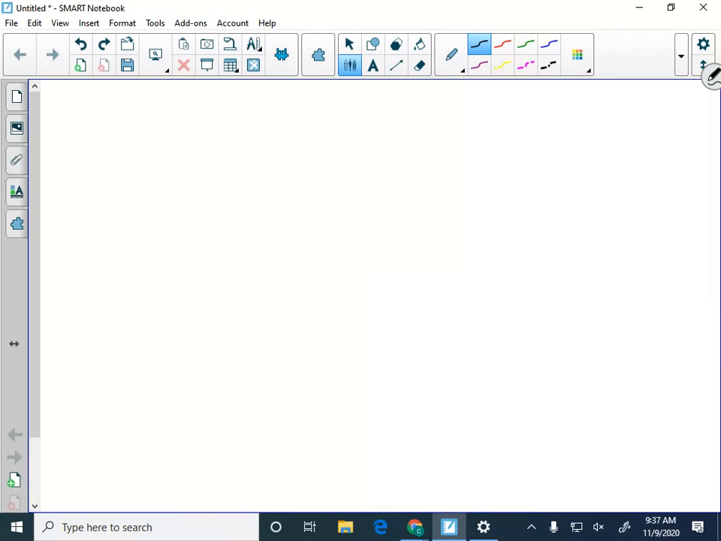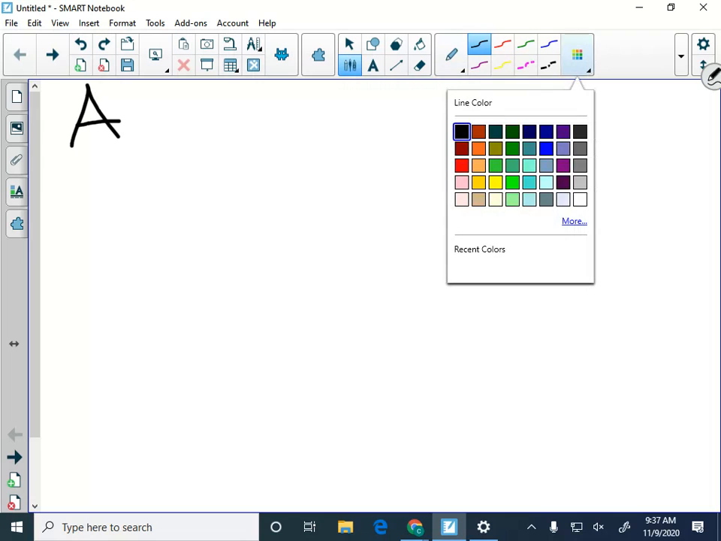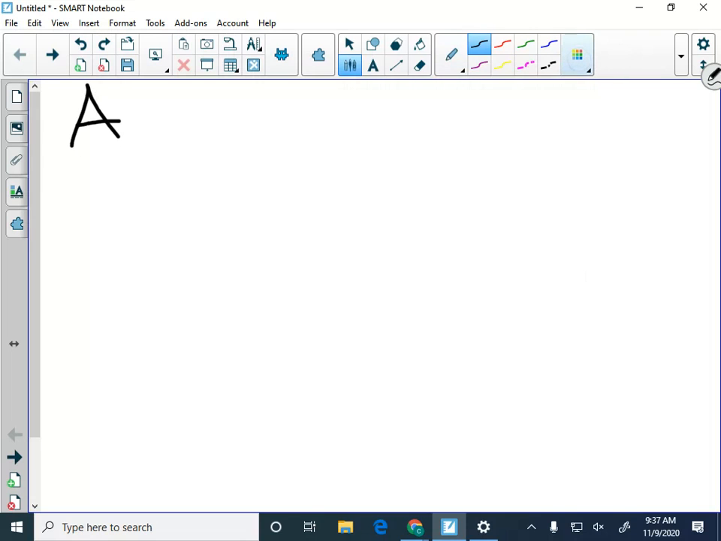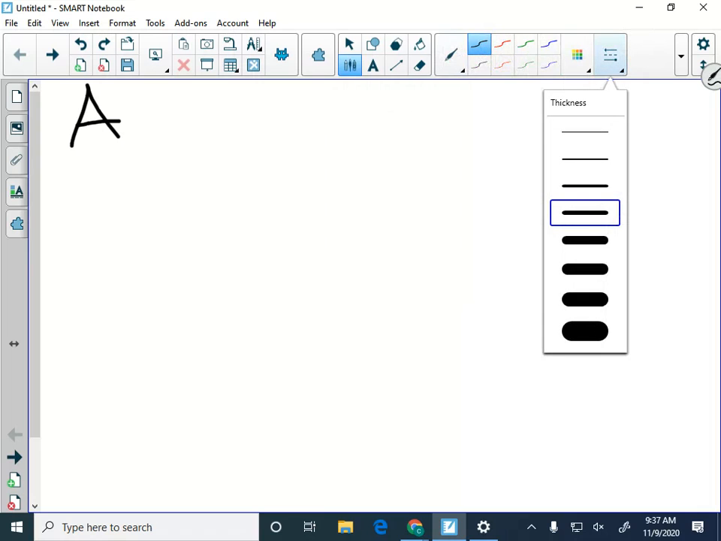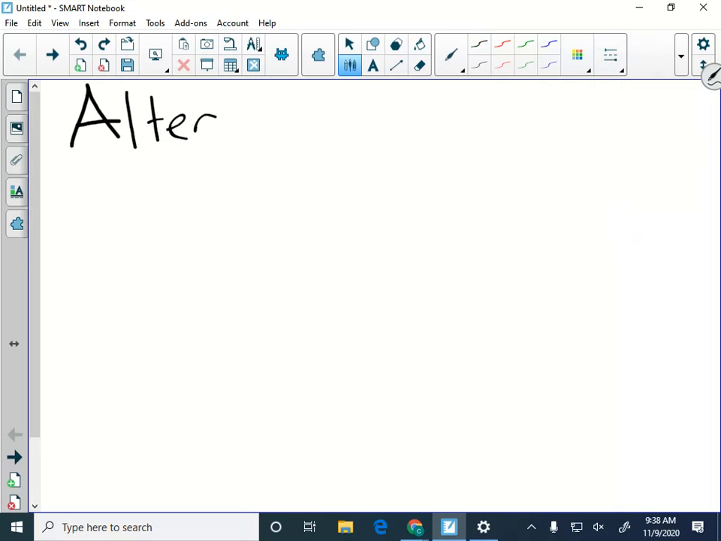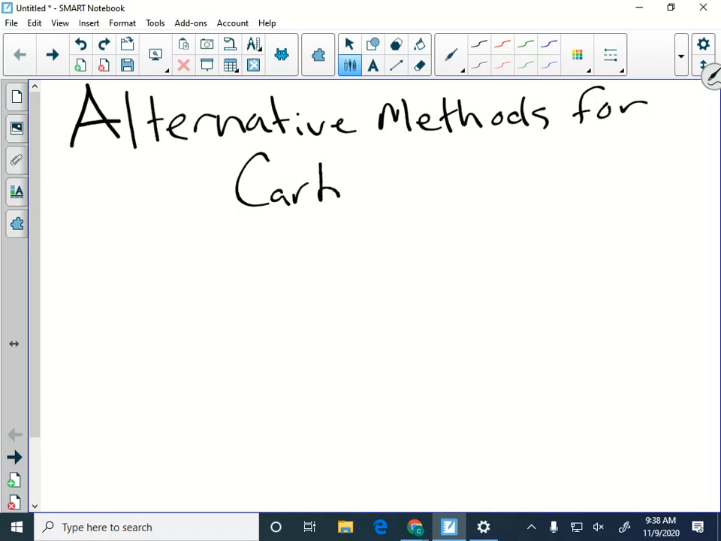So we are talking about alternative methods for carbon fixation.